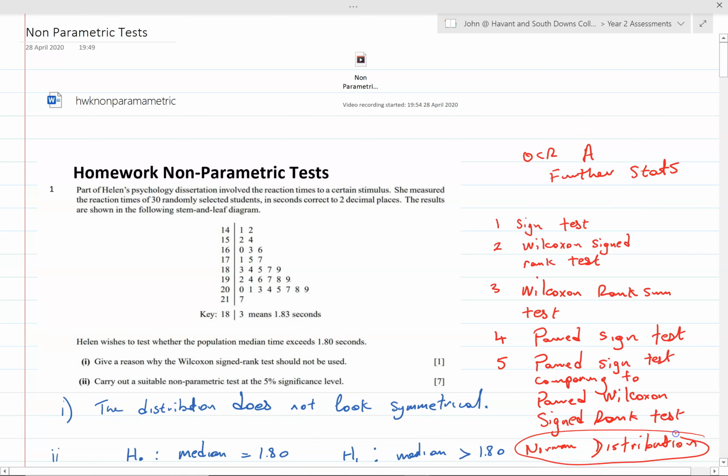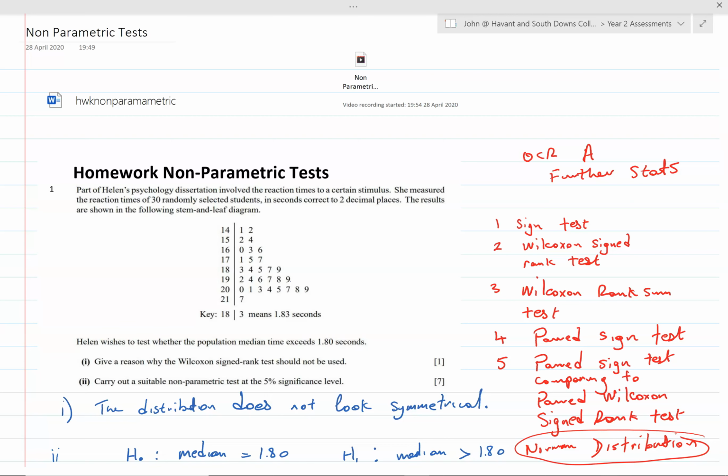The normal distribution you need to be aware of as well, and maybe have a look at the OCR past paper from 2019, which involves using a normal distribution. And I think that should give you pretty good coverage of the kind of questions you are likely to encounter. As good as we can get, given the fact that it's a new specification.